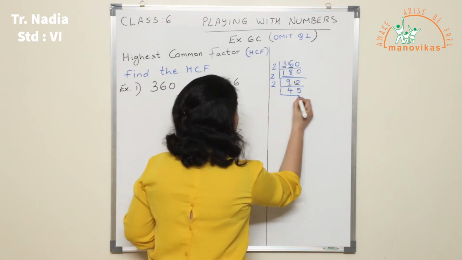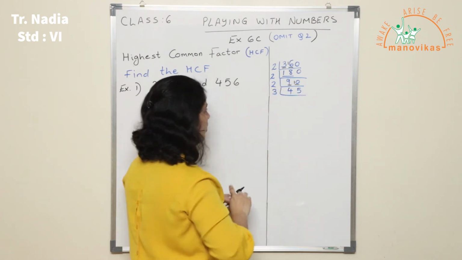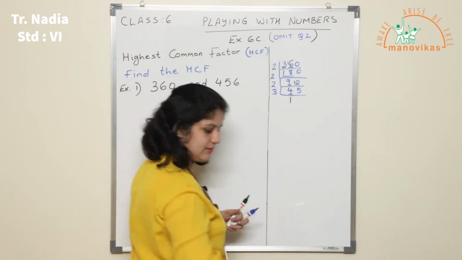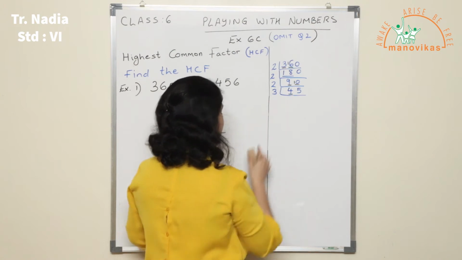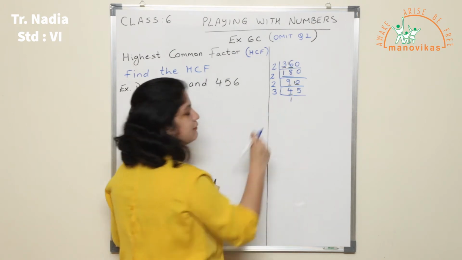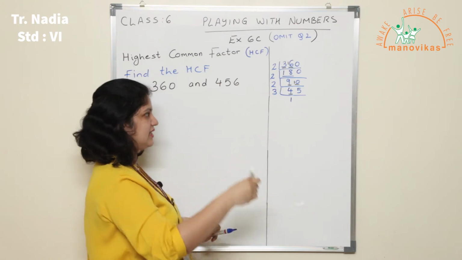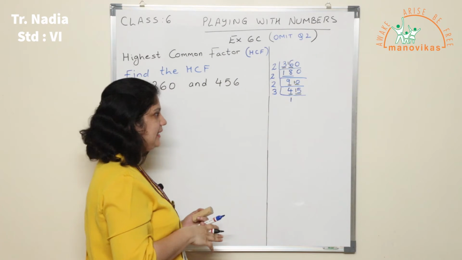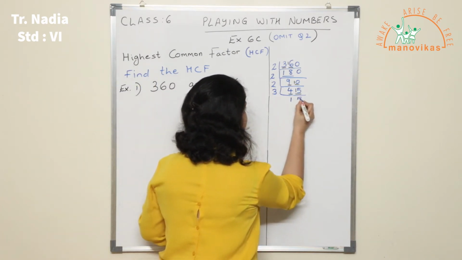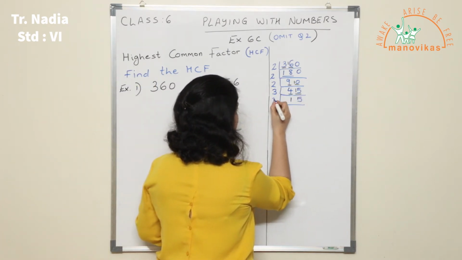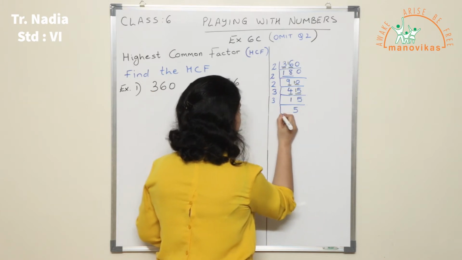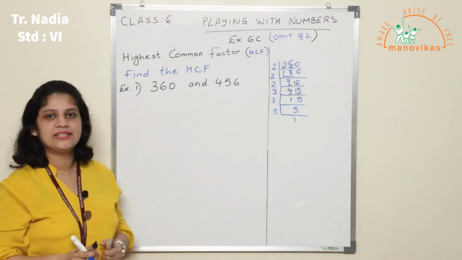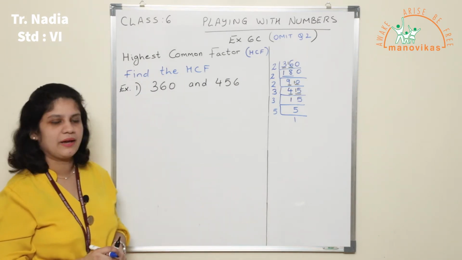So I will do 45 divided by 3. What is closest to 4 in the 3 table? 3 ones are 3, but the number is 4. So I have a 1 which is extra. Let it go to the next digit. The next digit becomes 15. 3 5s are 15. Once again I can make use of 3. 3 5s are 15 and finally 5 ones are 5. Okay, so 360 is factorized using prime numbers.